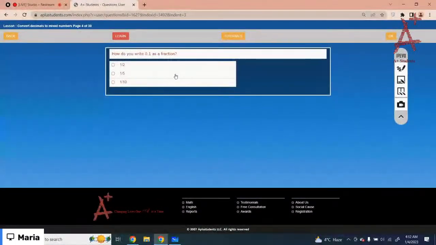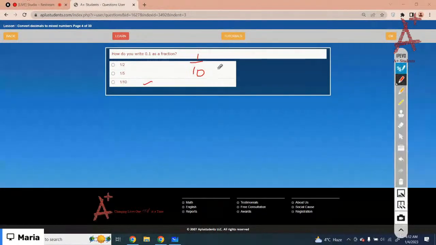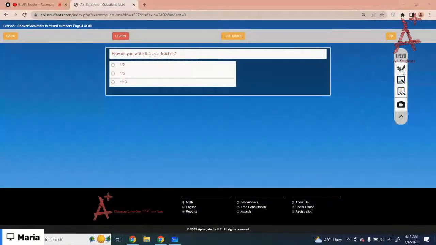Okay, how do you write 0.1 as a fraction? First of all, you have to write it in fractional form. So 0.1 would be 1 over 10. Got it? So the correct option is 1 over 10. Just select the correct option, then click on the OK button.